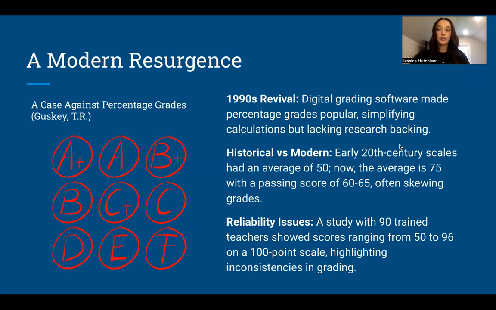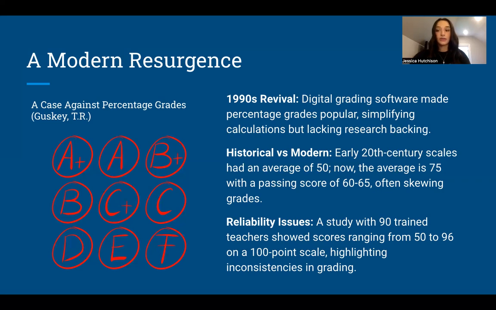In the 1990s, percentage grading systems experienced a revival, largely due to the rise in digital grading software. This shift was driven more by the ease of software design than by educational research, as percentages are simple to calculate and divide. Historically, the 100-point scale used in the early 20th century centered around an average grade of 50, with grades above 75 or below 25 being rare. In contrast, modern percentage grading typically sets the average grade at 75, equivalent to a C, and designates 60 or 65 as the minimum passing score. This adjustment has resulted in a grade distribution that is often skewed against students.